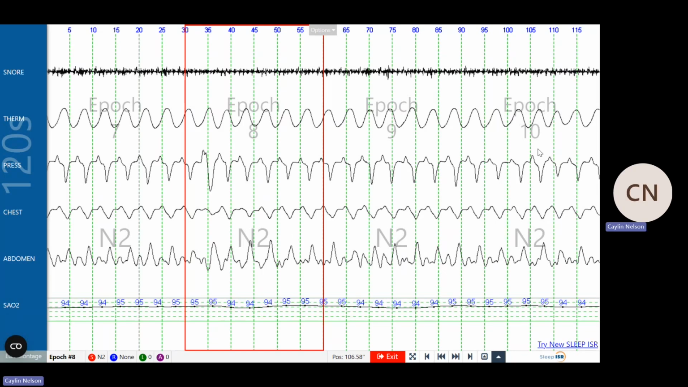So looking in these next 4 epochs, there doesn't seem to be much change. So nothing specifically to score here.